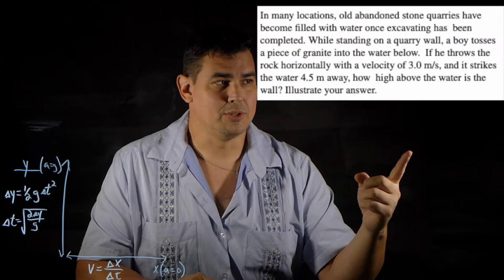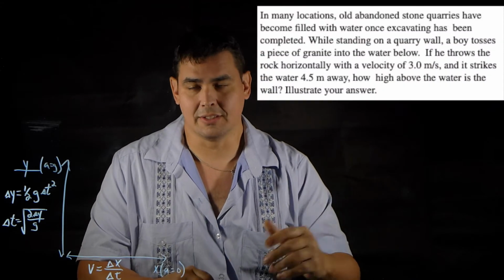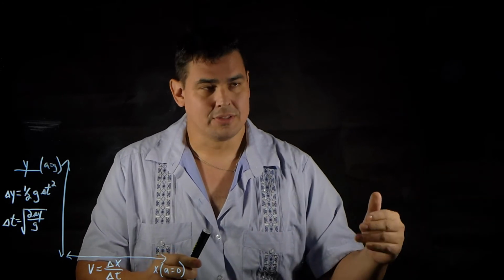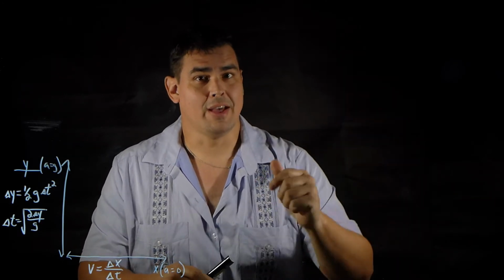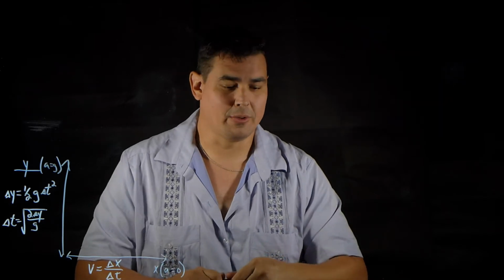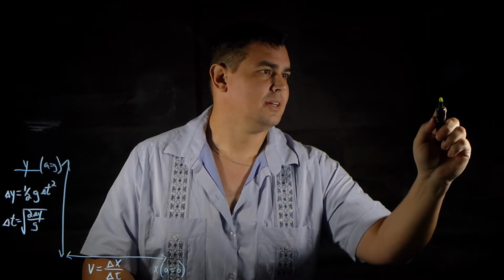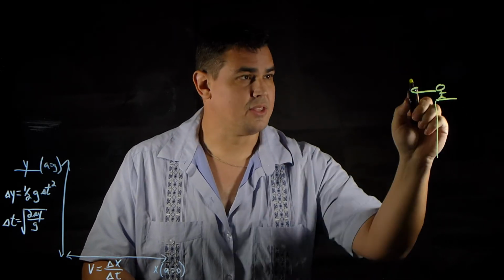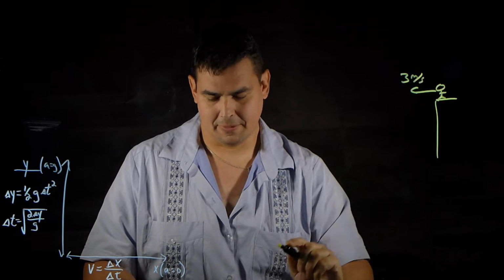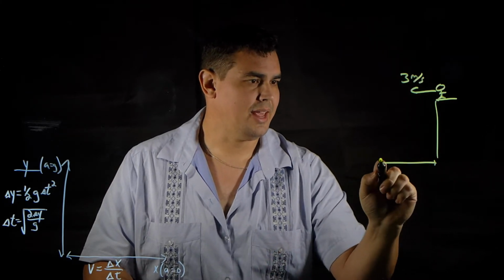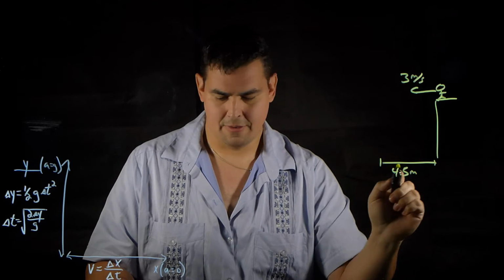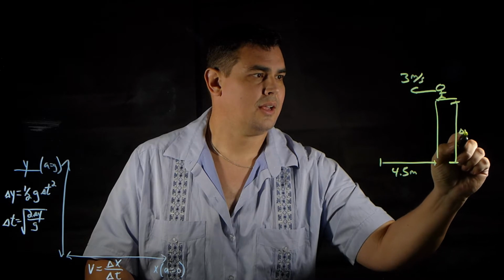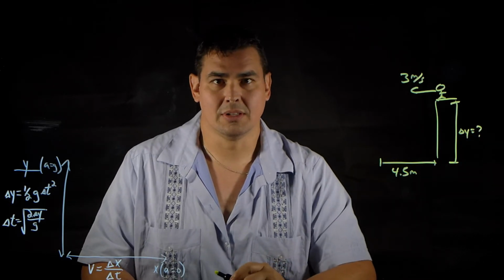Okay, third problem. You can pause it again if you want to look at it. So with this one, you know the distance it travels and you know the velocity, but we want to figure out the height. So this one involves a little bit of working backwards. Somebody is standing on top of a cliff and they throw something, and it says they throw it at 3 meters per second, and it lands 4.5 meters away. We're trying to figure out how high that little cliff is.